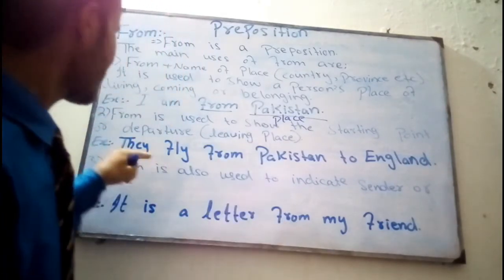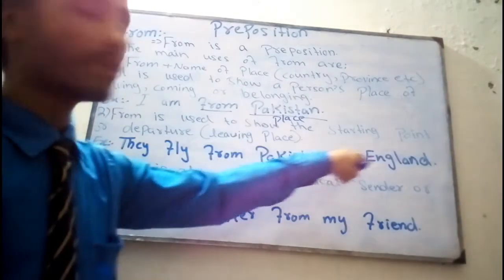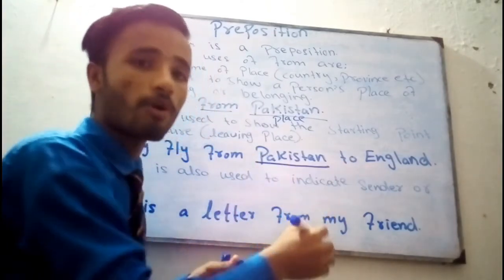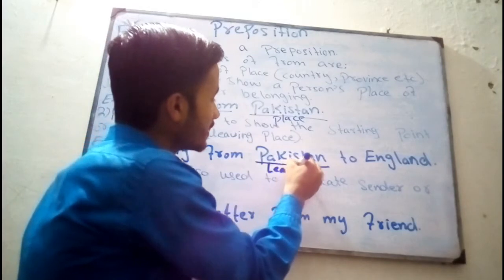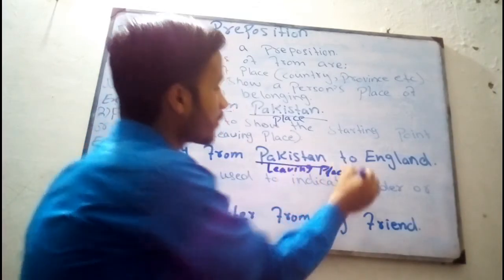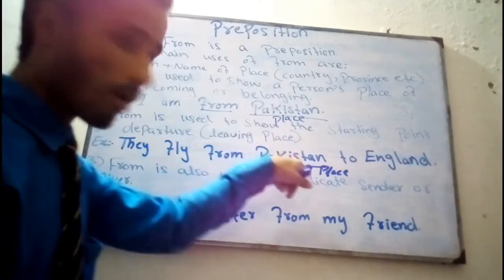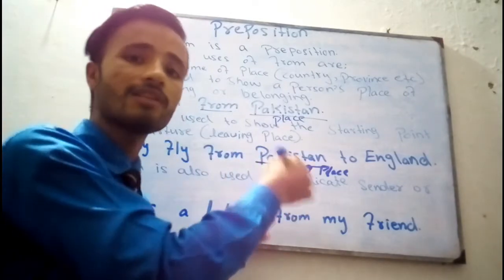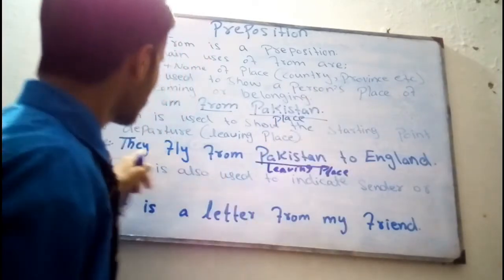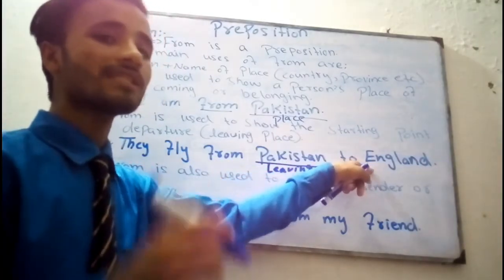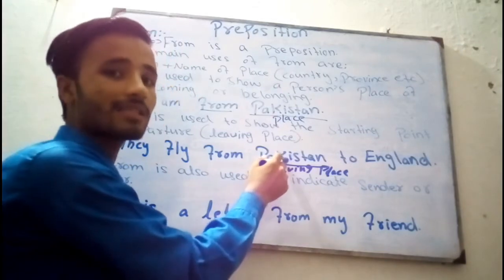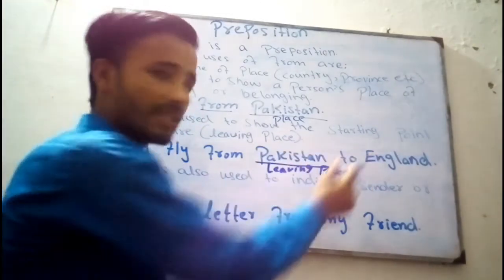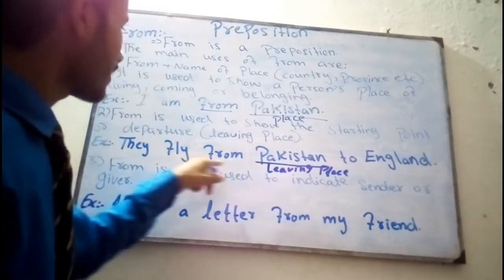So let's see the example. They fly from Pakistan to England. So what is the starting point? Their starting point, I mean leaving place, is Pakistan. As you can see, they fly from. It means that they are going from Pakistan to England. They will leave the country, Pakistan, and they will go to England. So what is the starting point of this sentence? Pakistan is the starting point because it is the leaving place. They are going to leave Pakistan and go to England. Is this clear? See, they fly from Pakistan to England.